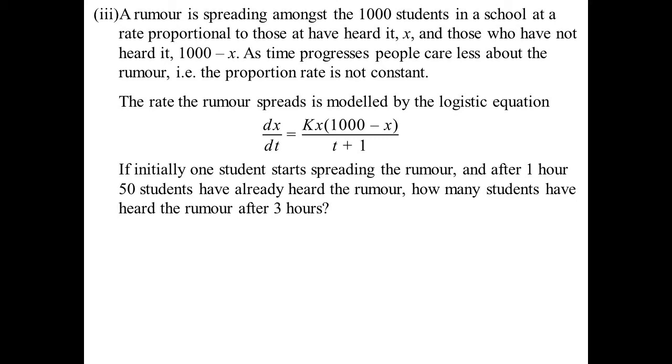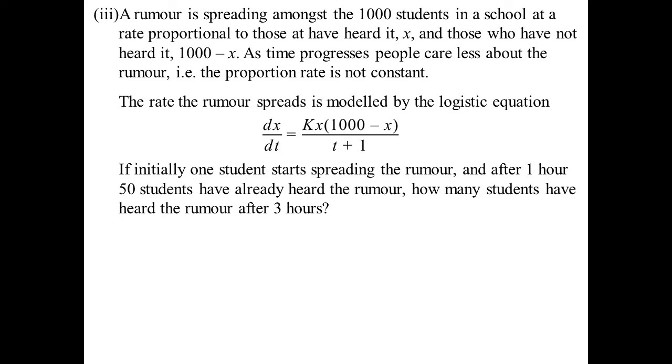We have a rumour. We love our rumours. A rumour is spreading amongst 1,000 students in the school, and it's at a rate proportional to those that have heard it, but also those who have not heard it. So x have heard it, so therefore 1,000 minus x have not heard it. As time progresses, though, people care less about the rumour, so our proportion rate is not constant.